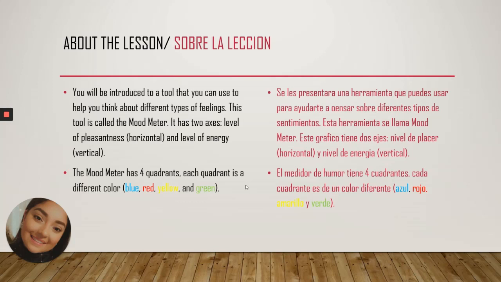About this lesson, you will be introduced to a tool that you can use to help you think about different types of feelings. This tool is called the mood meter. It has two axes. Level of pleasantness, which is the horizontal side, and the level of energy, which is the vertical side. The mood meter has 4 quadrants. Each quadrant is a different color. Those 4 colors are blue, red, yellow, and green.